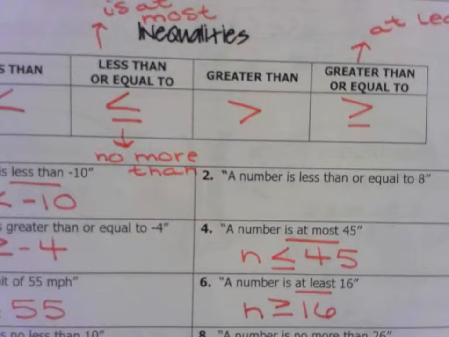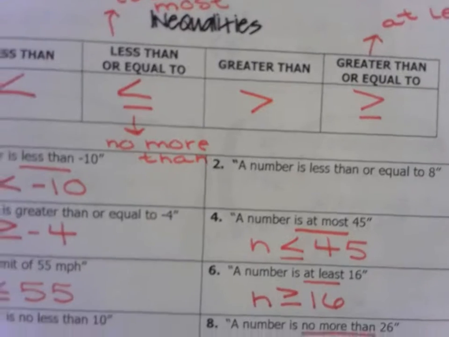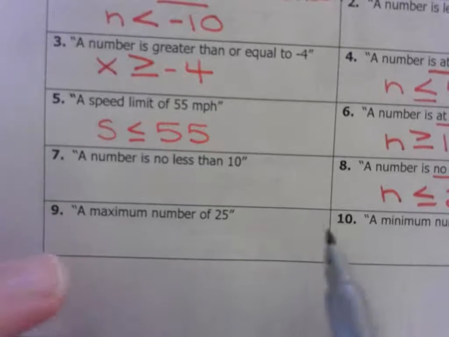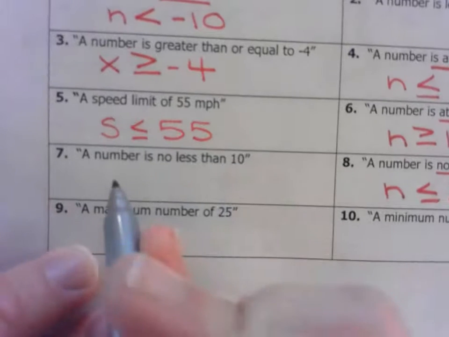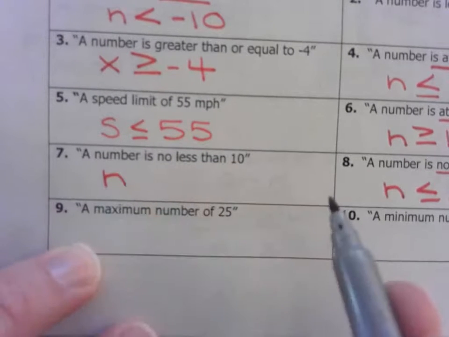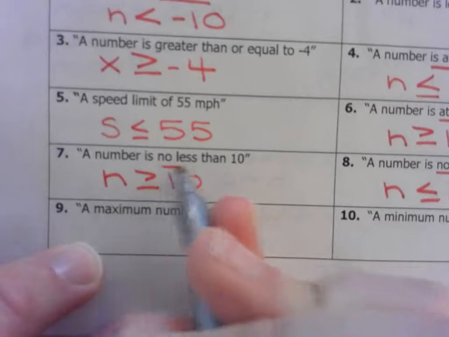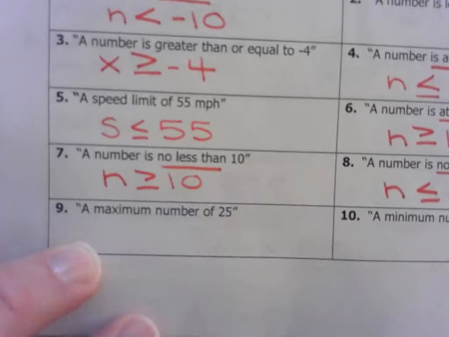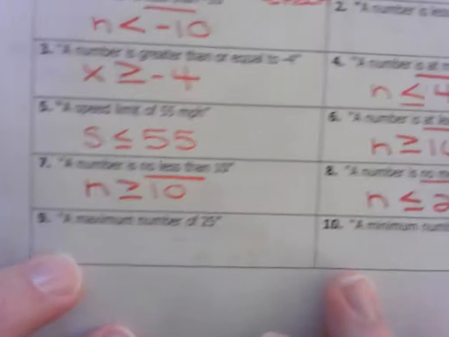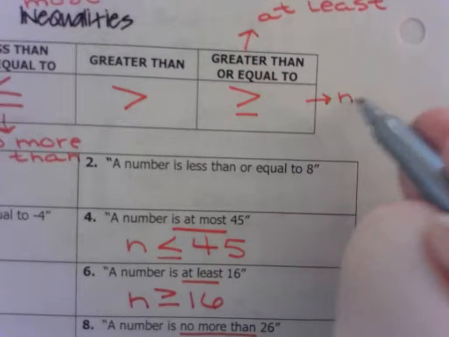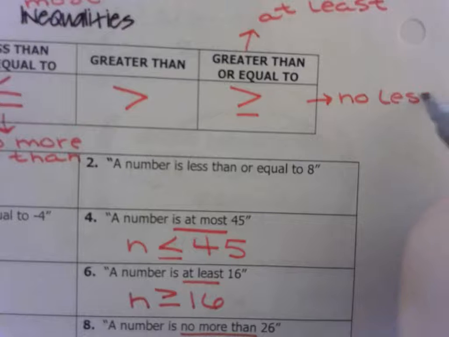So less than or equal to is no more than. Okay, let's go ahead and do a 7 real quick. A number is no less than 10. It can't be any less than 10. So it has to be greater than or equal to 10. So make that change. Greater than or equal to is also no less than.